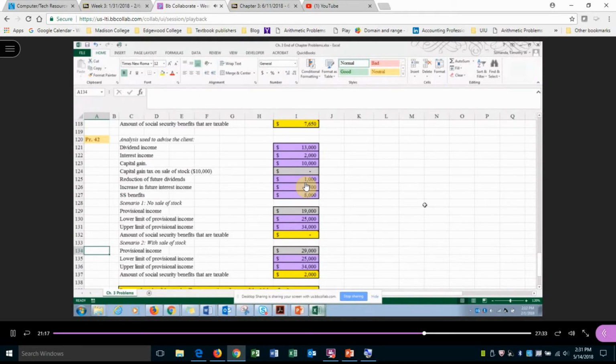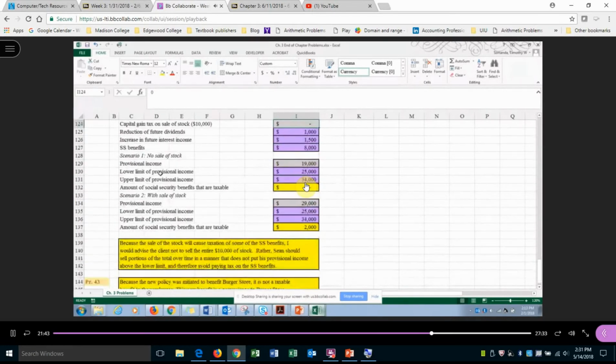And they said, look, I'm receiving Social Security benefits. Is now a good time to sell these stocks at a price that yields a $10,000 capital gain? That's really what's at the heart of this problem. So the way I solved this is I ran it both ways. This is the data, the information given to us. And in this case, there was no cap gain to calculate.